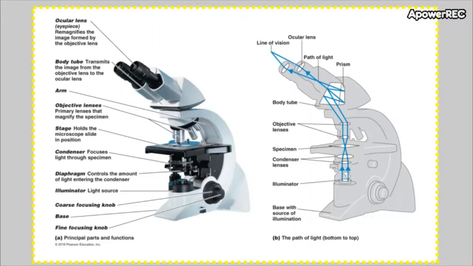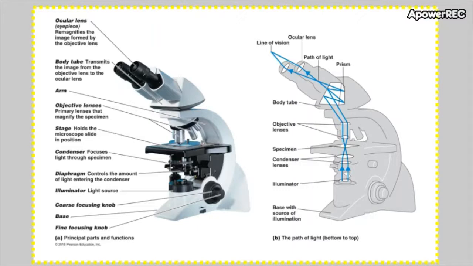We have the base where everything sits. We have the illuminator, which is the source of the light. We have the diaphragm, which controls the amount of light that enters the condenser. Above that is the condenser, and the condenser does exactly what it says. It focuses the light through the specimen. Next is the stage where the specimen is placed, so the glass slide that you would fix your specimen to.